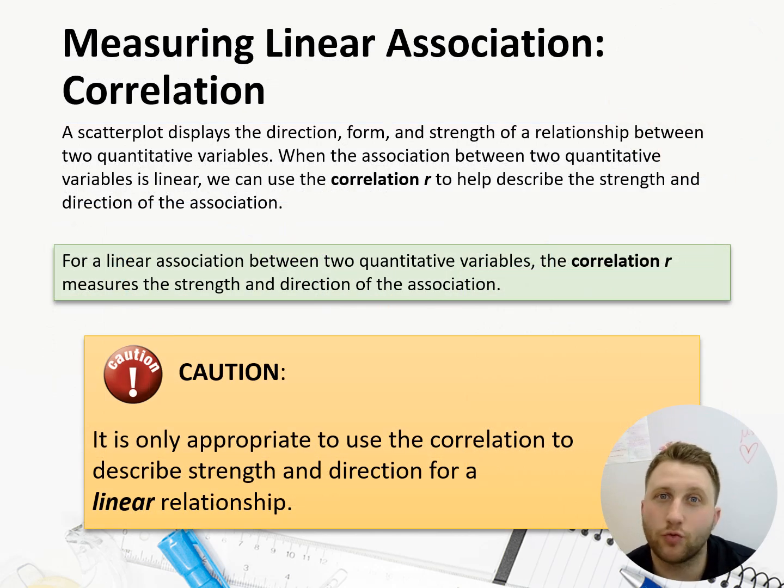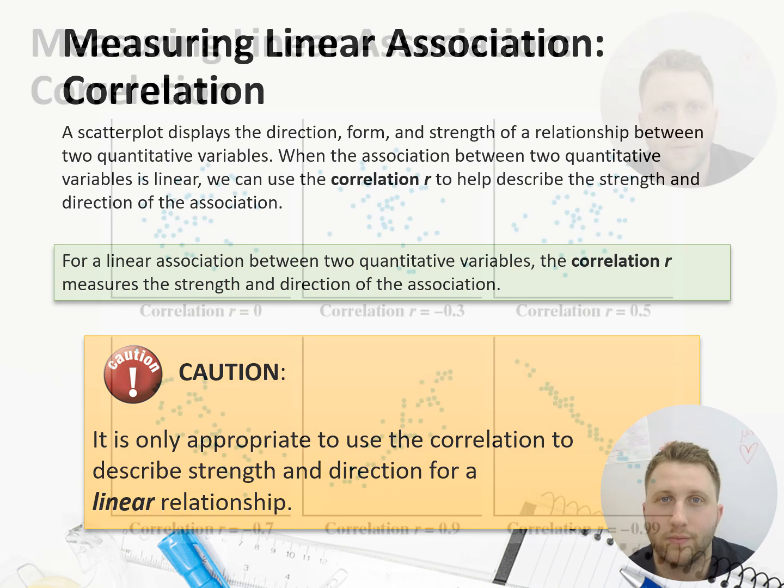Now, a topic that's related to scatter plots and super commonly tested on the AP exam is the concept of correlation. We have the correlation coefficient r, which measures the strength and the direction of specifically linear relationships. So it's inappropriate to use correlation to describe a relationship that's not linear, and you have to remember it measures both strength and direction.